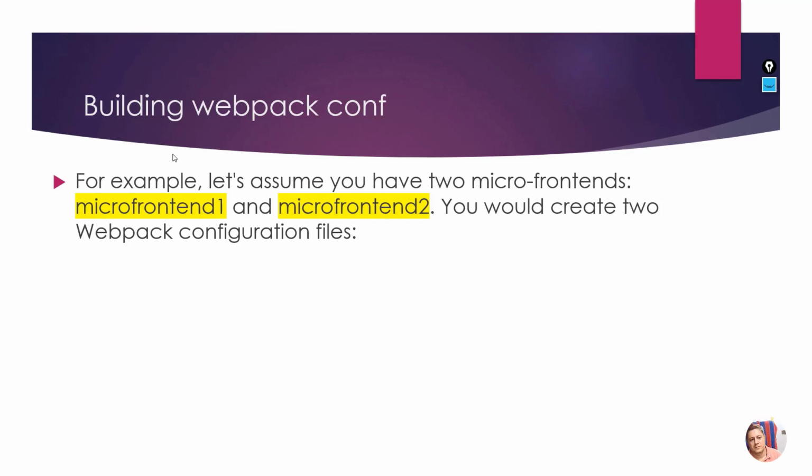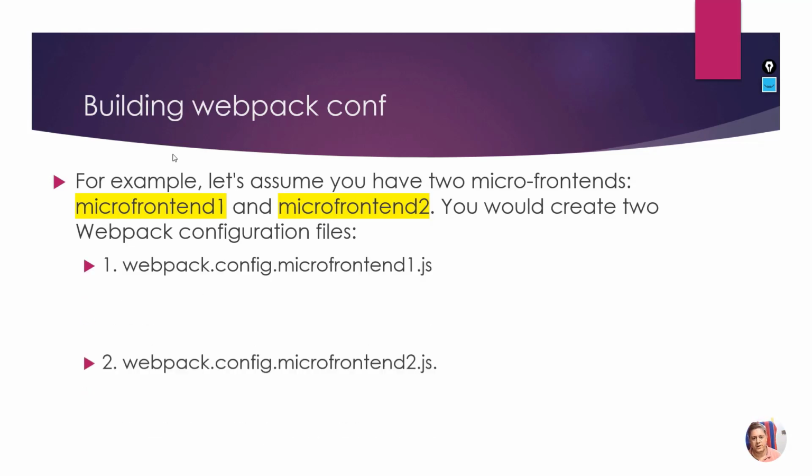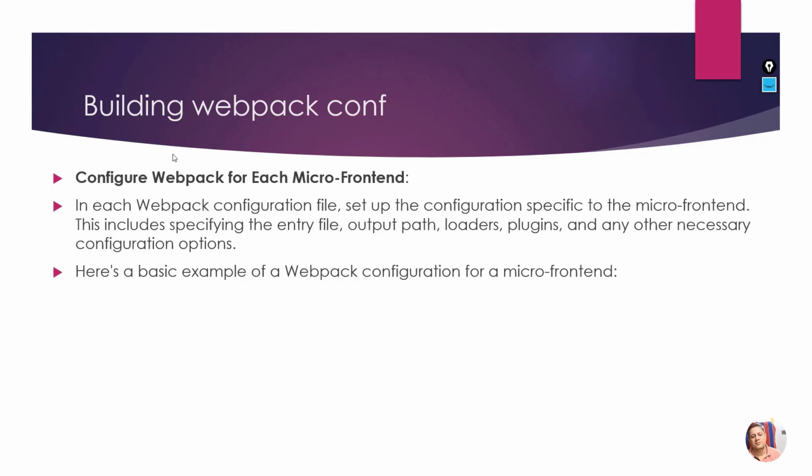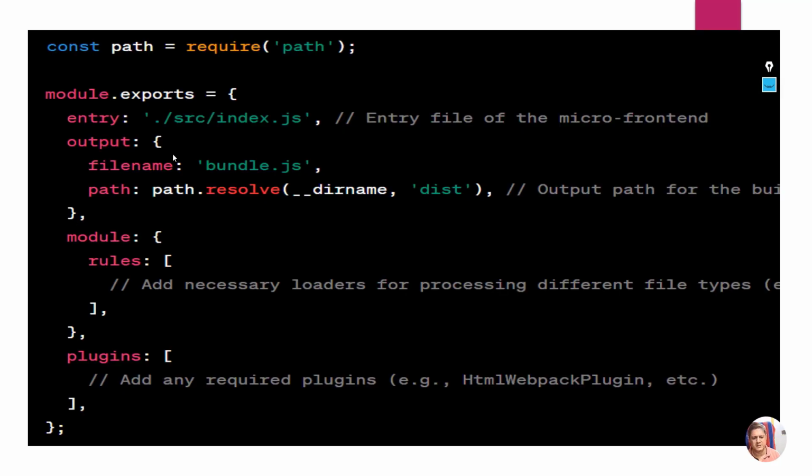I have shown you another example. There are two micro frontends, micro frontend 1 and micro frontend 2. So I will create these two micro frontend configuration files at two sites. The name can be as per your choice, don't think that whatever I am saying is the only right thing. You can have another name also, okay. In each webpack config you can specify the entry file, the output path, loaders, plugins, linting, whatever you want to do, you can do everything.